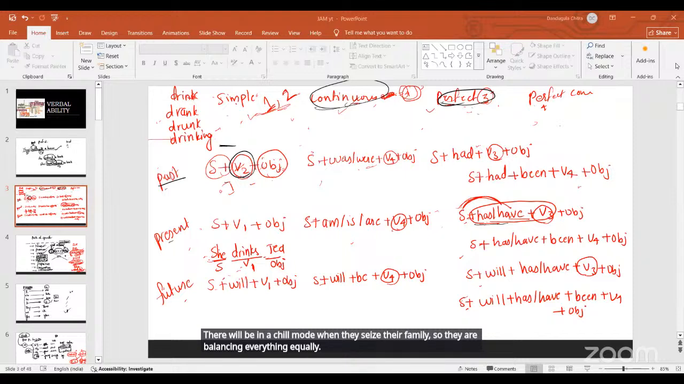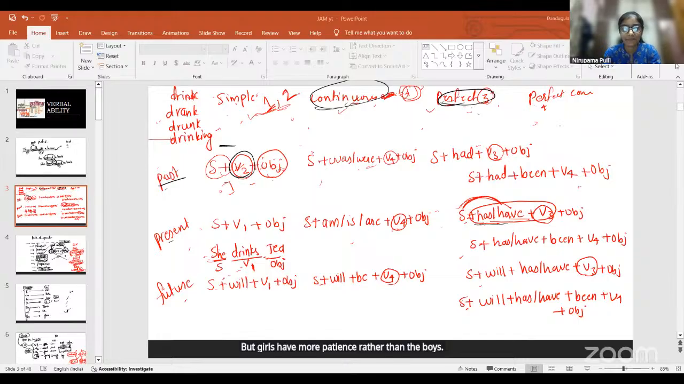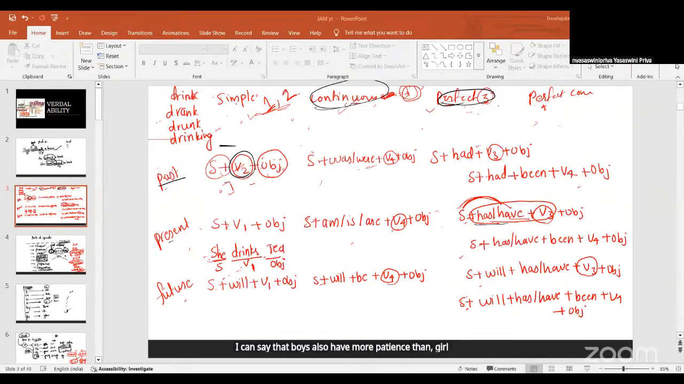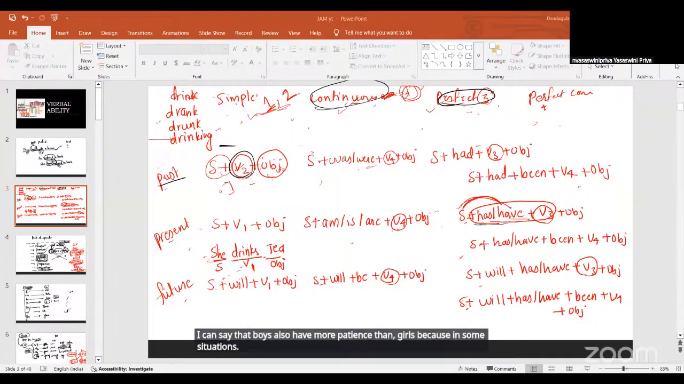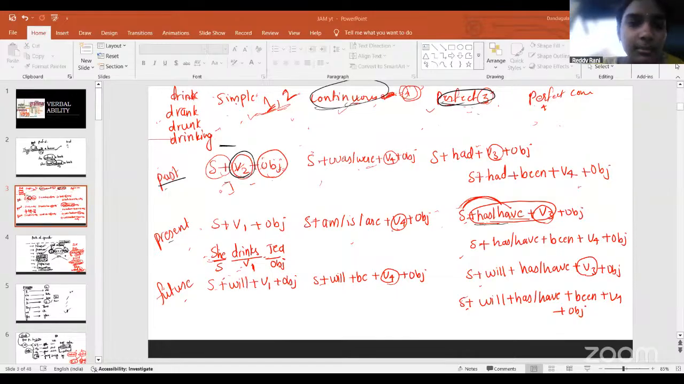Boys, but Yashaswini is taking a stand on behalf of you. So please take a stand yourself and speak. Yes, Nirupa, but girls have more patience than the boys. No. I can say that boys also have more patience than girls, because in some situations we can't be controlled, then the boys will keep silent and stay in a normal mode and they will decrease our mood swings. When compared to boys, girls are mentally strong.